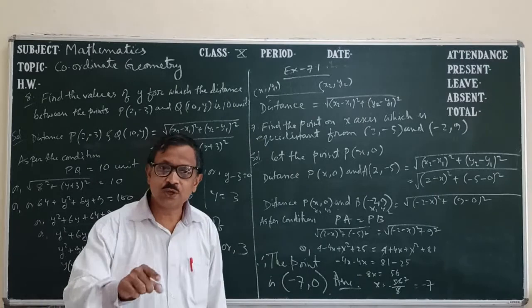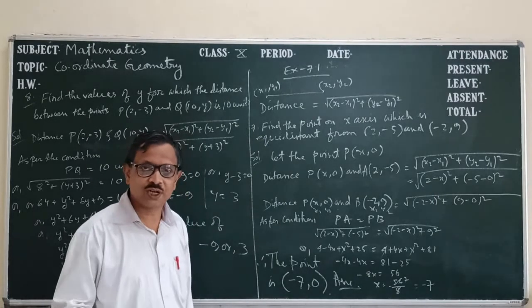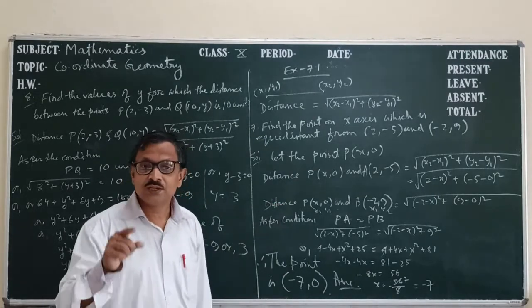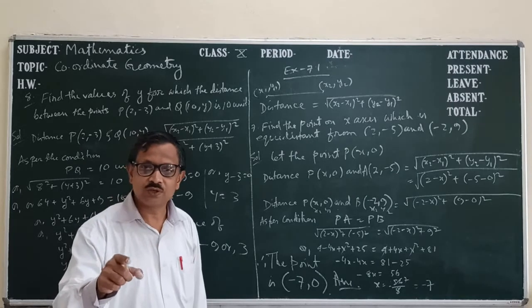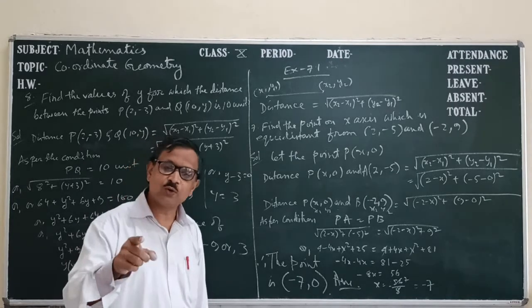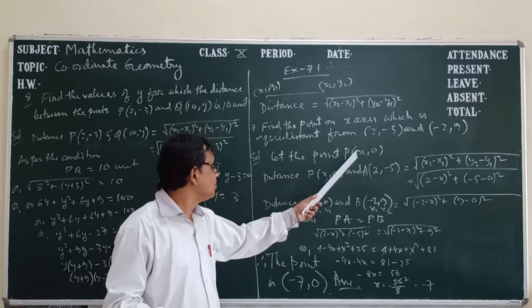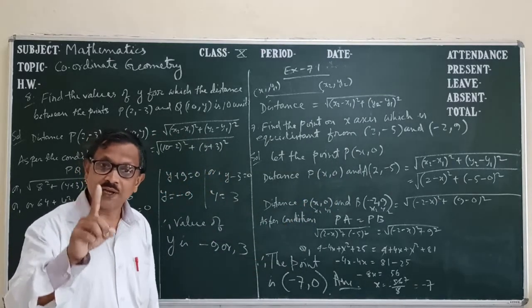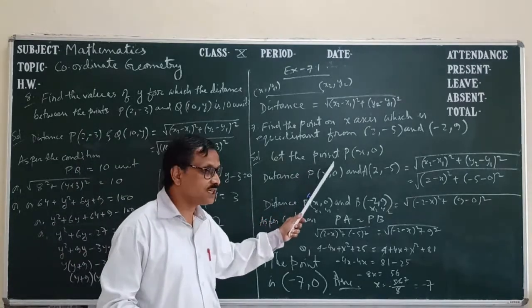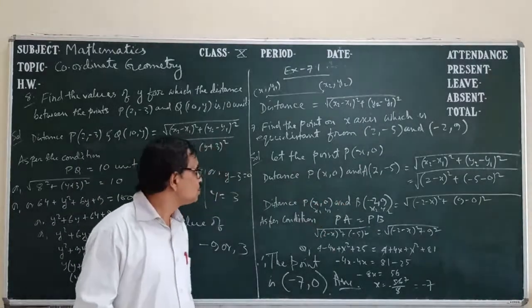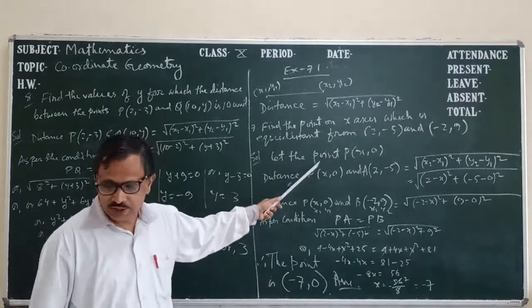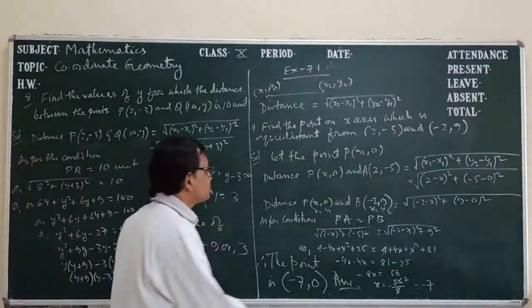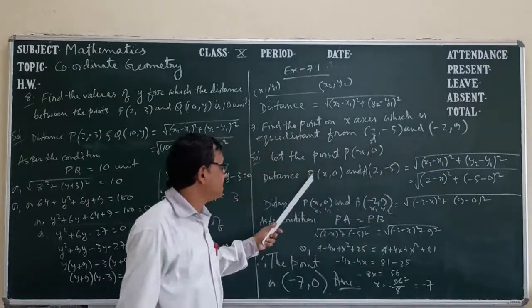If the point lies on the y-axis, in that condition we consider the point 0, y, because the x value will be 0 and there will be a y value. So the point will be 0, y. If the point lies on the y-axis it is 0, y, and this point lies on the x-axis, so the point is x, 0. So for the distance between P and this point, suppose the first point is A.